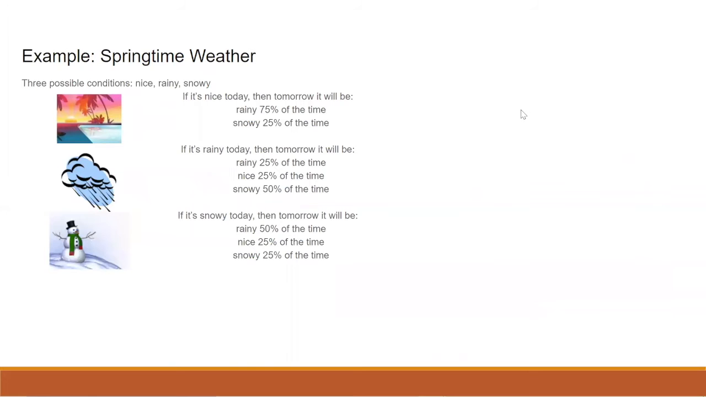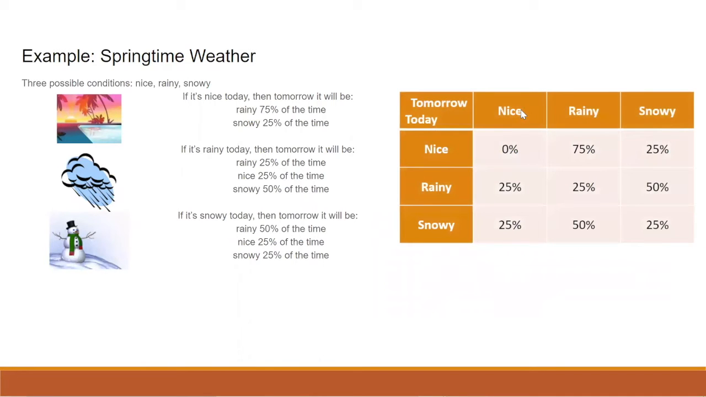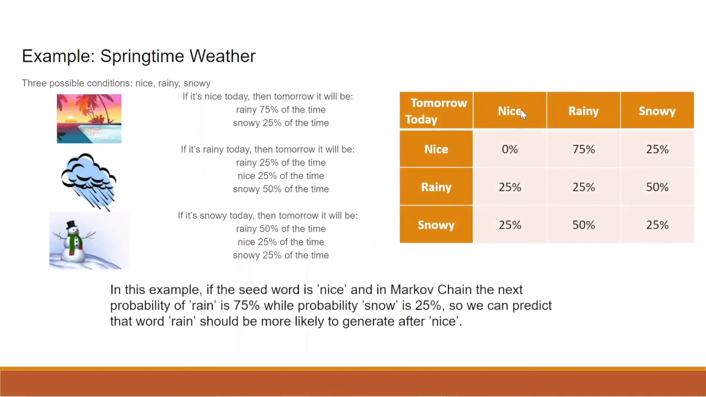We can use springtime weather as an example. As is shown in the picture and table, there are three possible conditions: nice, rainy, and snowy. In this example, if the seed word is nice, in the Markov chain the next probability of rain is 75%, while the probability of snow is 25%. So we can predict that the word rain should be more likely to be generated after nice. Markov chains have found applications in many areas such as signal processing, information theory, and text generation. Li Chen will tell you more about the related studies of our project.